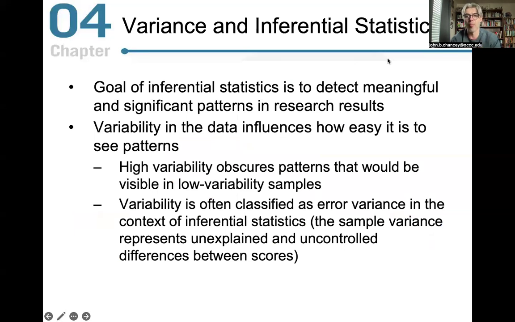In terms of inferential statistics, remember we're trying to make inferences from our sample statistics to the population, and detect meaningful and significant patterns in our results. What variability does is help us see the patterns. Picking up variability tells us how easy it is to see patterns in our data. If there is high variability, it might obscure the pattern. Lower variability might help us see more of a pattern. That's more of a reason why we use this stuff.